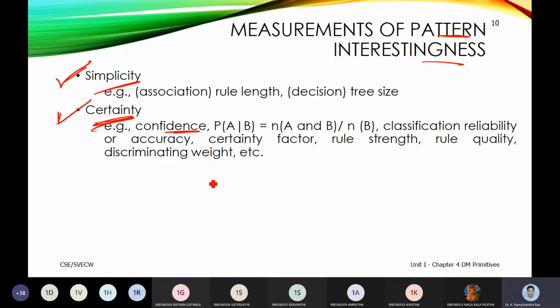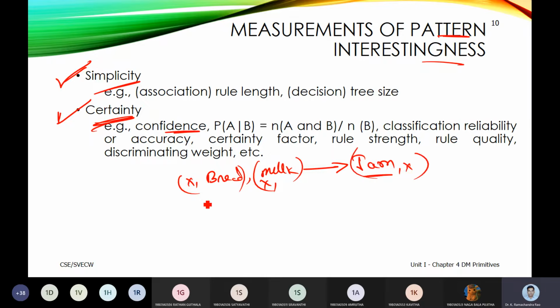So let us say people who are going to purchase bread and people who are going to purchase milk, this was what we are going to say, will definitely purchase jam. So people who purchase bread and people who purchase milk will also purchase jam. So now I am going to fix up this.